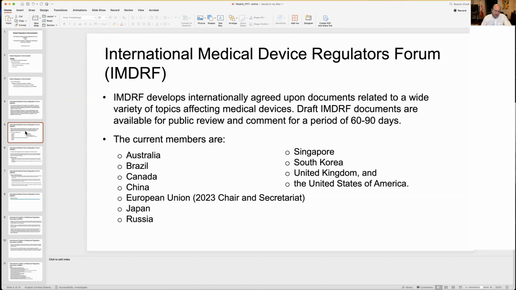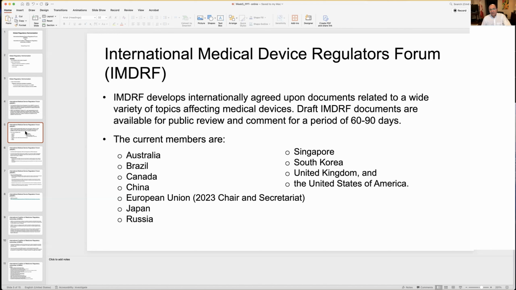Now, this organization, the International Medical Device Regulators Forum, develops internationally agreed upon documents related to a wide variety of topics affecting medical devices. It can range from standards to usage, writing the user manual, for example, and having different tests for the efficacy or safety, and even, of course, for the quality of those medical devices. Draft documents of this organization are available for public review and comment for usually between 2 to 3 months. Again, very similar to different guidance documents that Health Canada or FDA want to publish, they also share the drafted documents with the public in order to review comments.